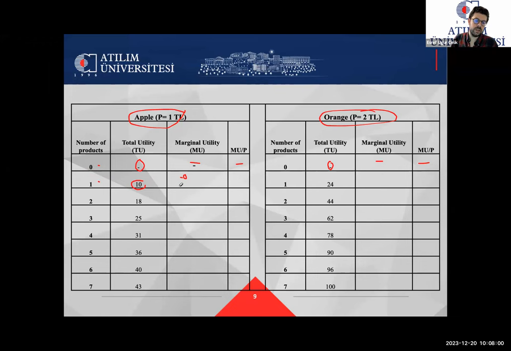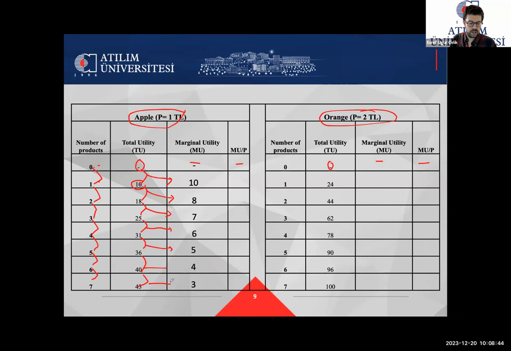But one more point. You see the quantity always changes by one. So we divide by quantity one, and one divided by one cannot affect the answer. So we are able to just look at the changes in total utility: 10, 8, 7, 6, 5, 4, and 3.